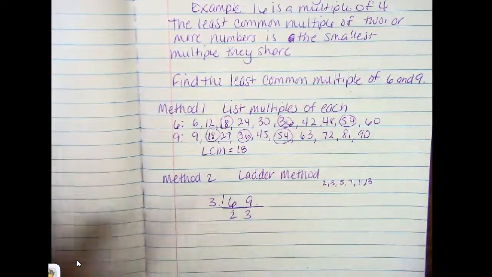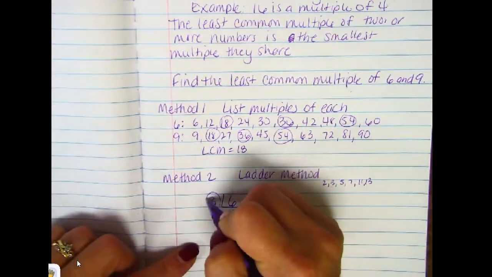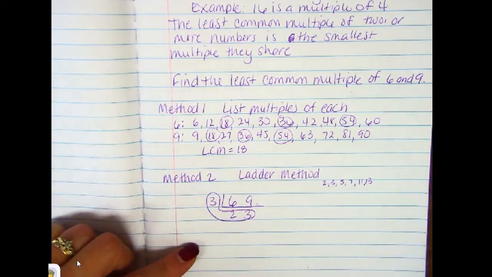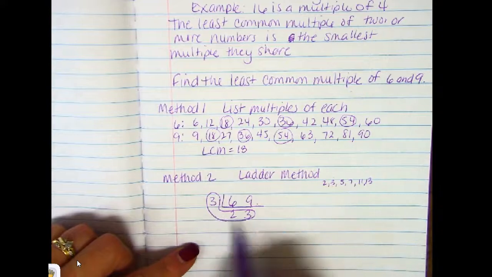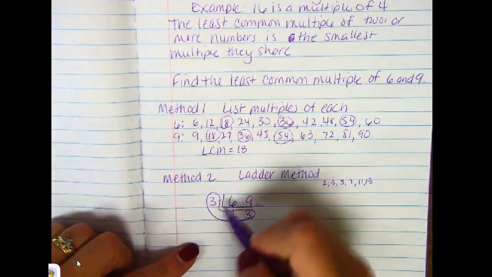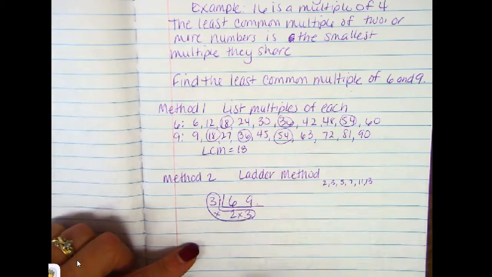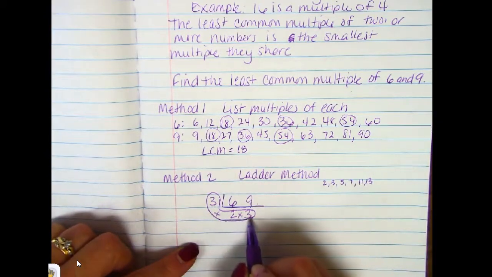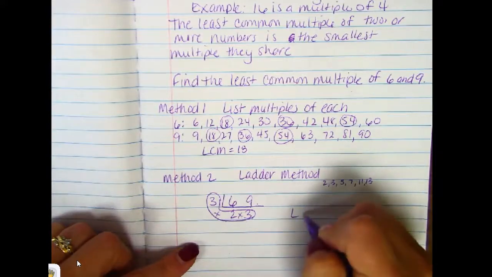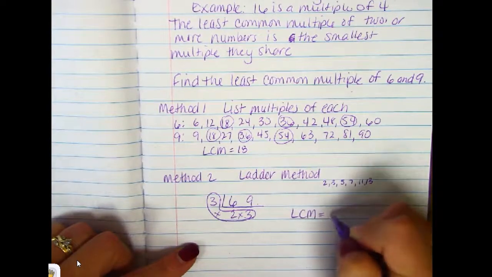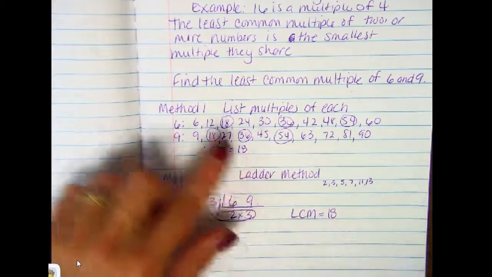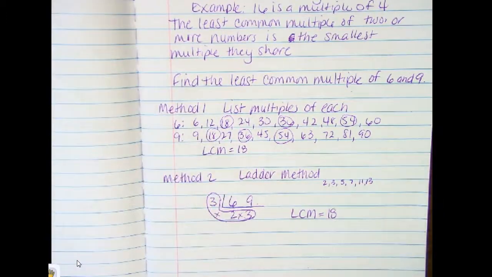So I'm done. I'm going to circle this because it will make some sort of an L. And that's going to remind me that this is how I find the least common multiple. I'm going to multiply these three numbers. So 3 times 2 is 6. 6 times 3 is 18, and that tells me that the LCM is 18, and you can see that it works for both our listing method and our ladder method.